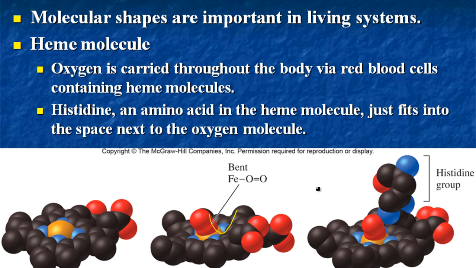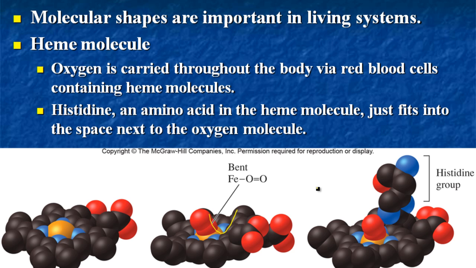Why is that histidine group there? It's to prevent anything else attaching to that site. So this histidine group will push the carbon dioxide to one side. As I said, you can imagine they come in a V shape and attach, both in a bent shape.